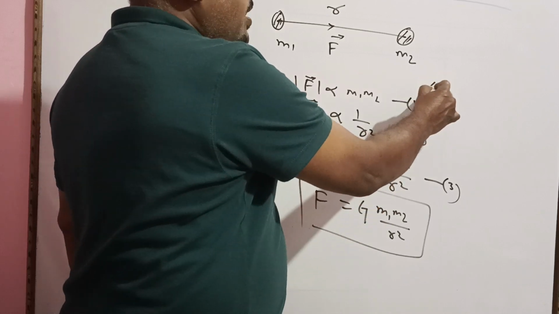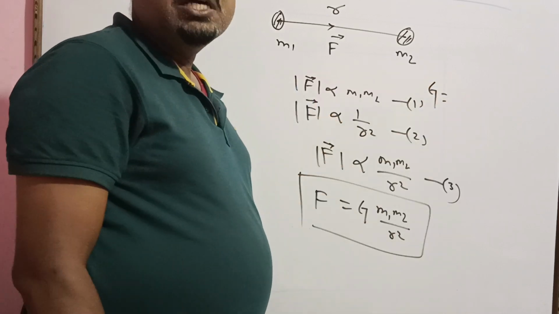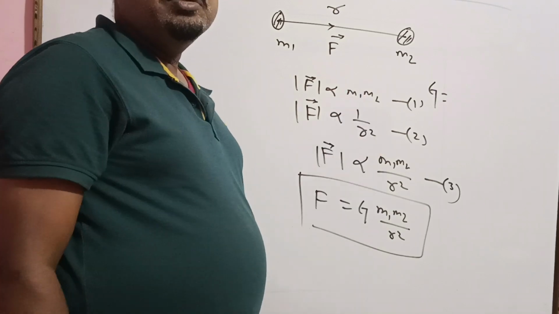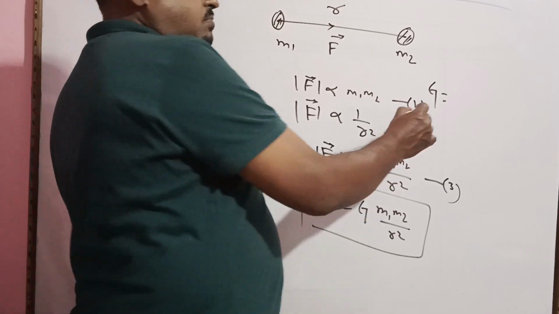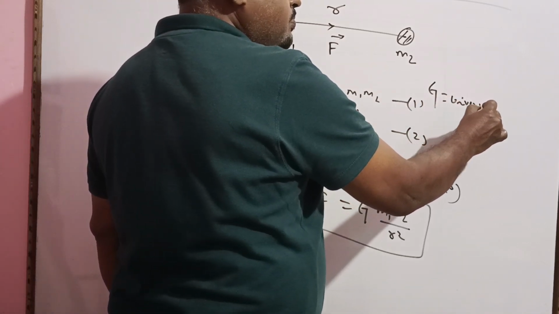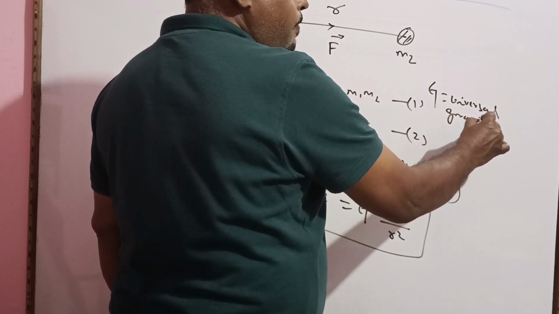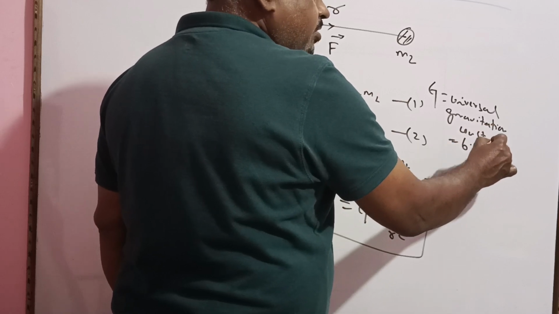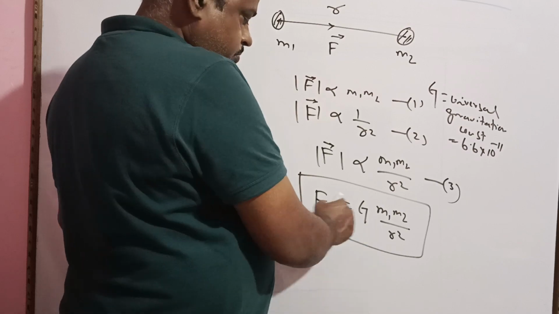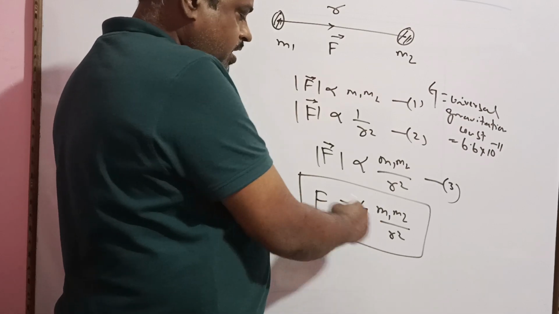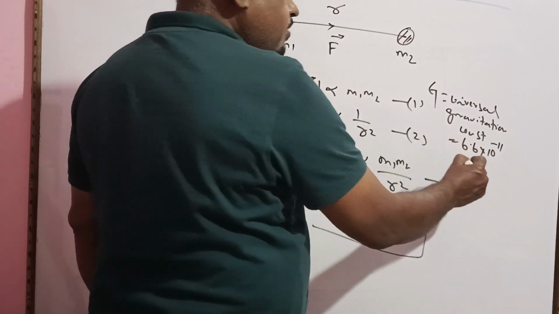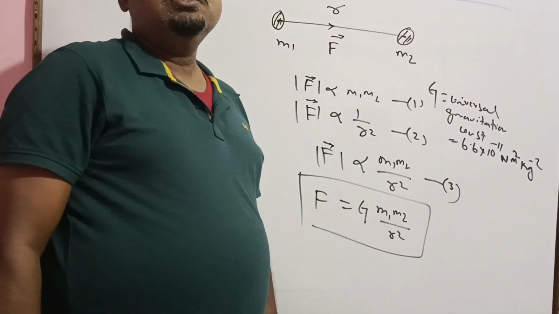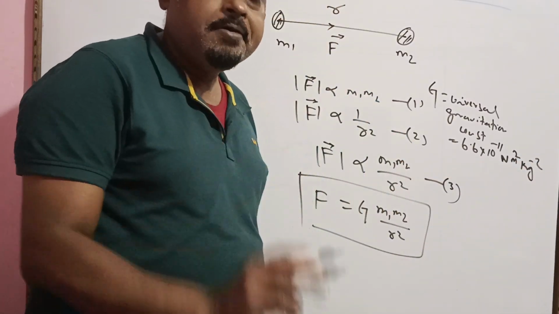What is G? Capital G is the universal gravitational constant, whose value is 6.6 into 10 to the minus 11. The unit: force unit is Newton, multiply r square, so Newton meter square per kg square is the unit of the universal gravitational constant.